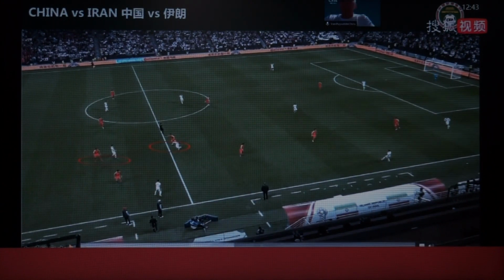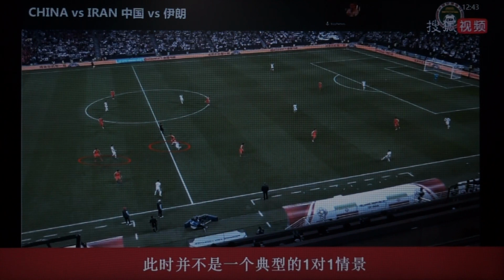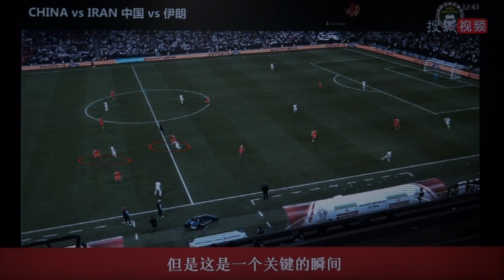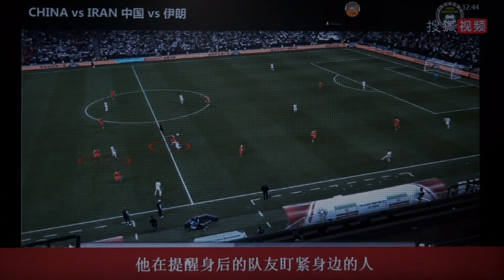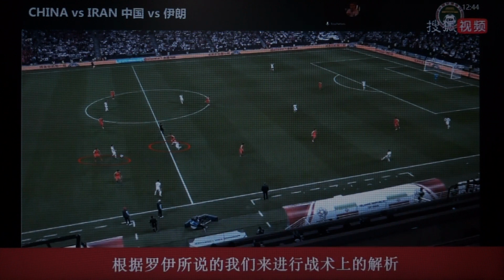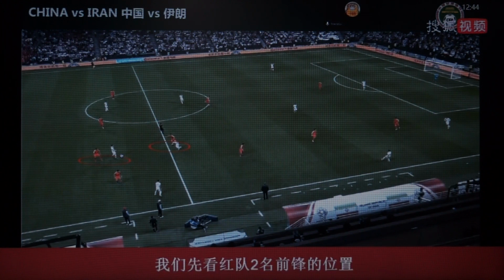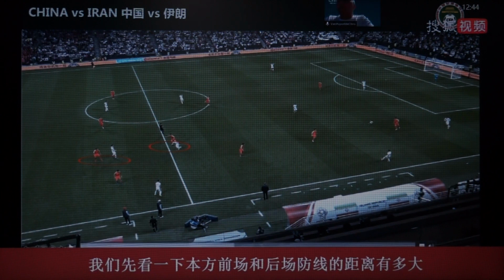Have a look now. Stop. These are not particular 1v1s, but this is a very important moment to explain the next frame. Please pay attention to the verbal communication of this midfielder. He is asking the defender, who is already having a direct opponent, to take his opponent. And now I will give you, due to what Roy has been saying, the tactical explanation. Roy, show again the 2 attackers from China.